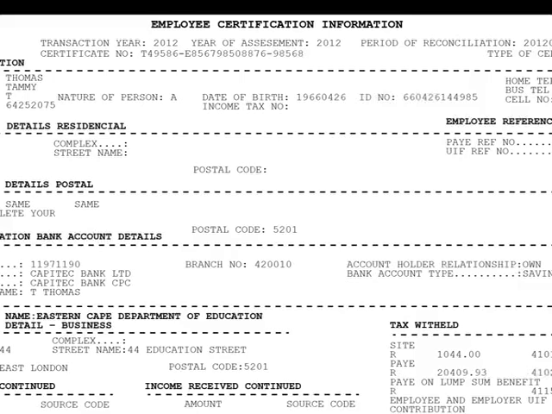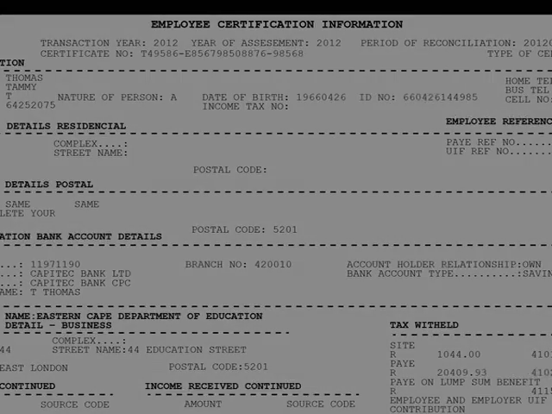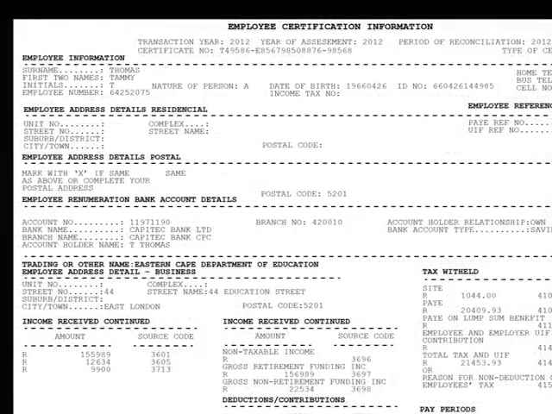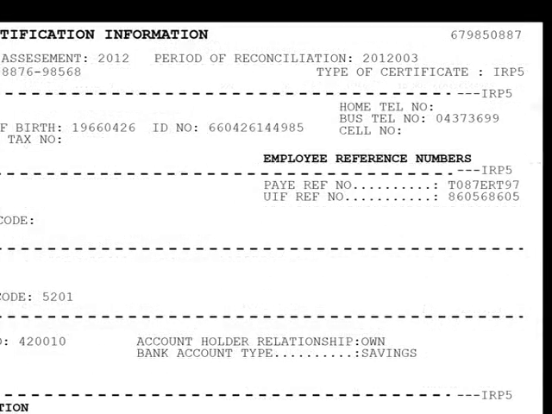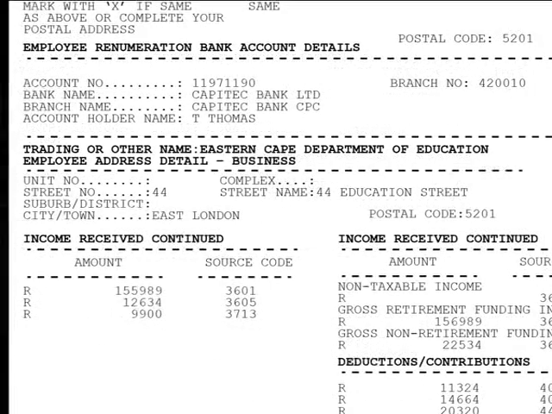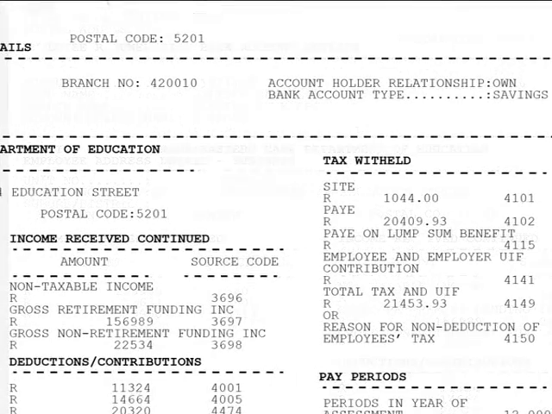The IRP5 document is issued at the end of the financial year by Tammy's employer, the Department of Education. This is issued to Tammy as proof of all the income received and deductions made on her remuneration over the last year. This document is also known as the Employee Tax Certificate.